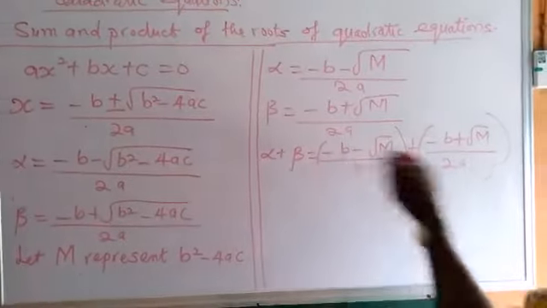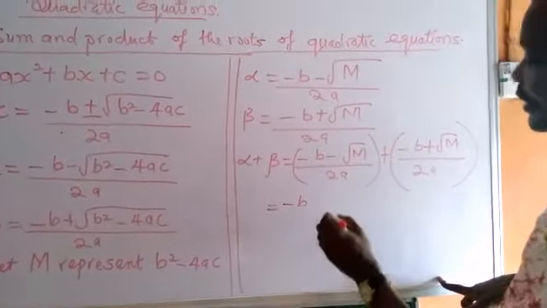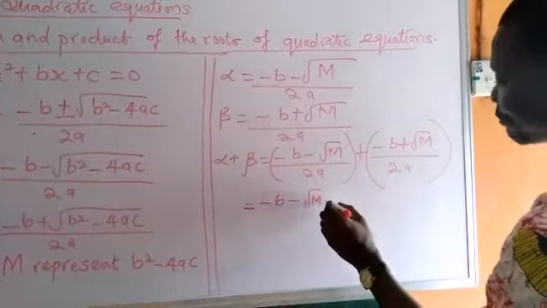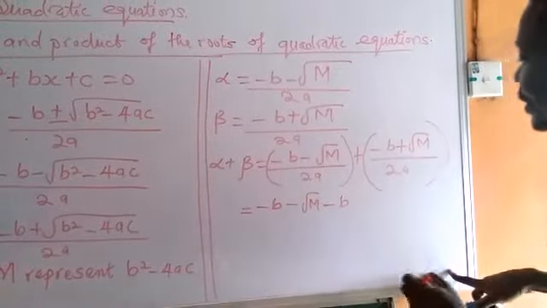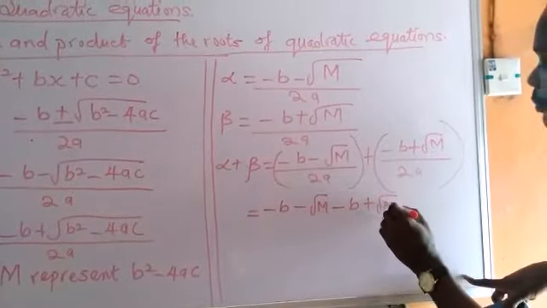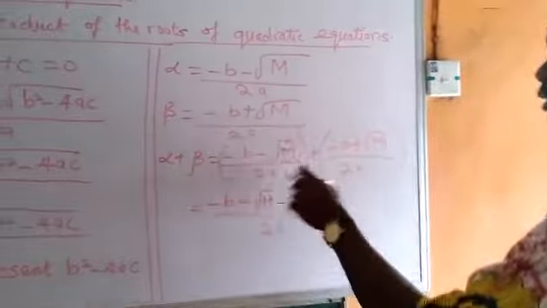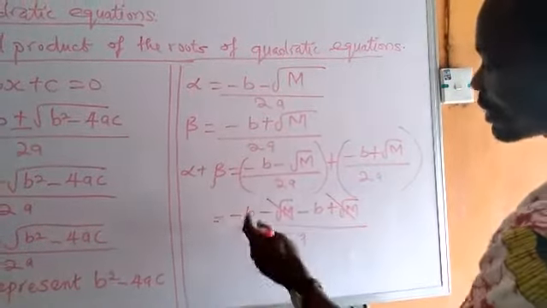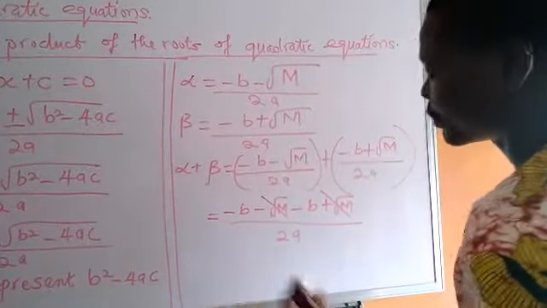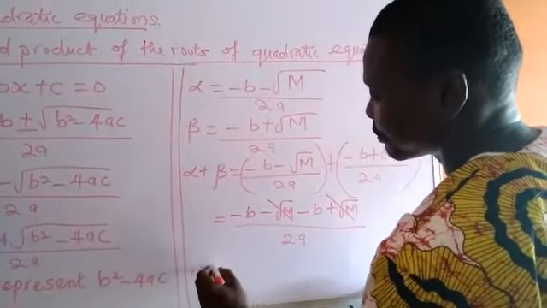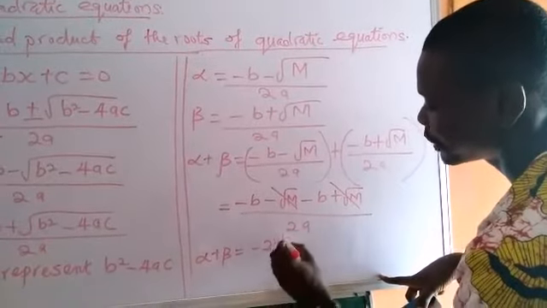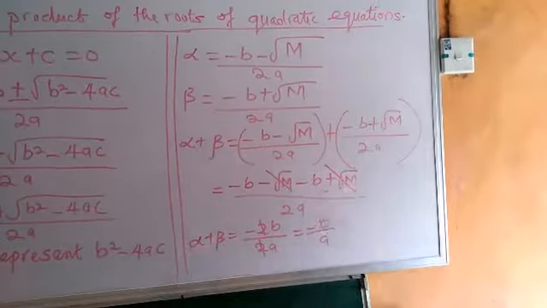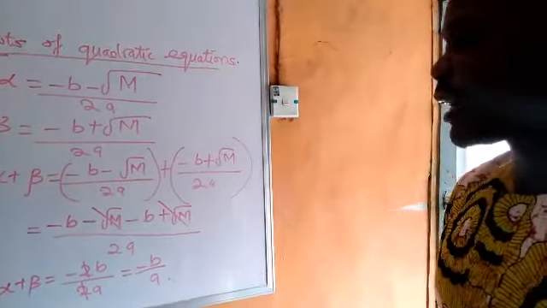After here, what do we do next? We add these two together. We have minus b minus root m, then plus times minus gives us minus b, and then plus times plus is plus root m, all over 2a, because if two fractions have the same denominator, you just pick one. So now minus root m cancels plus root m, and minus b minus b gives you minus 2b. We have alpha plus beta equal to minus 2b all over 2a. So 2 cancels 2, and we have minus b over a. Now this is the sum. This is how to derive the formula for the sum.